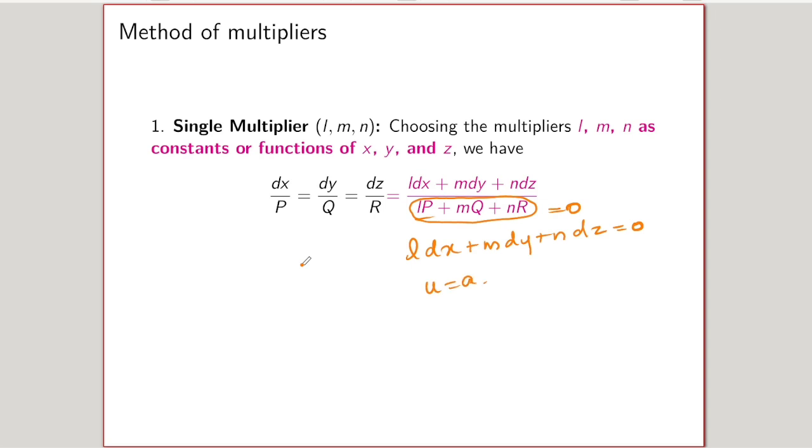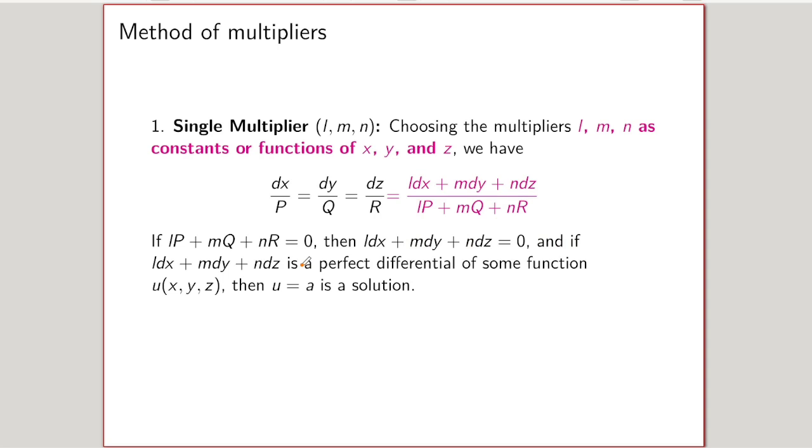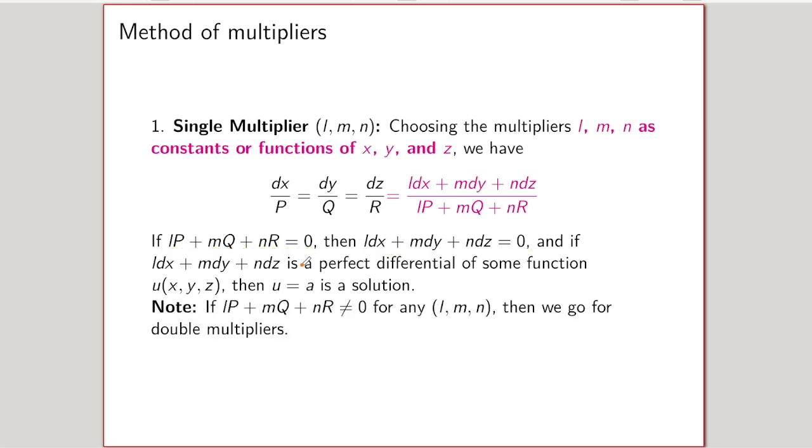So we are going to find the multipliers L, M, N such that LP plus MQ plus NR is equal to 0. So we'll be getting the numerator value equal to 0. And integrating that numerator, we'll be obtaining the solution u is equal to a. So for one question, we can use two sets of multipliers to find the two solutions to write the Lagrange's equation solution.